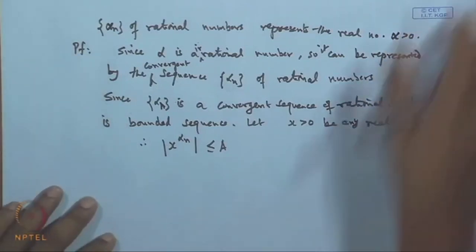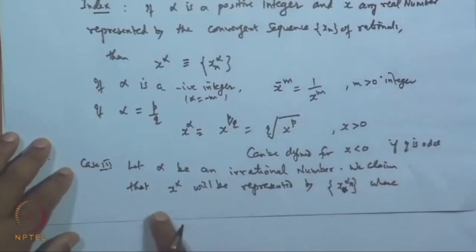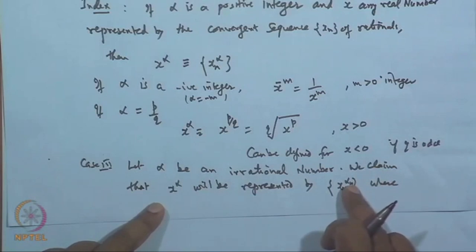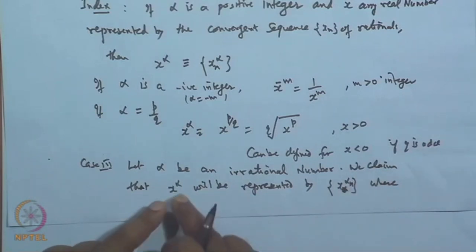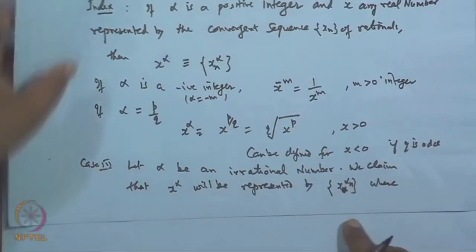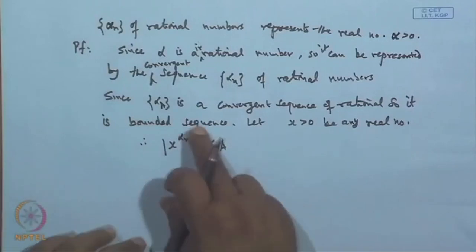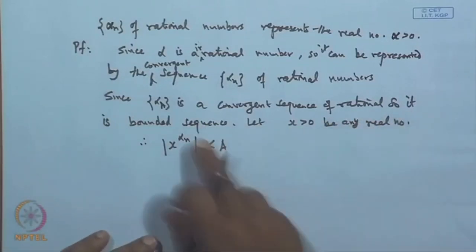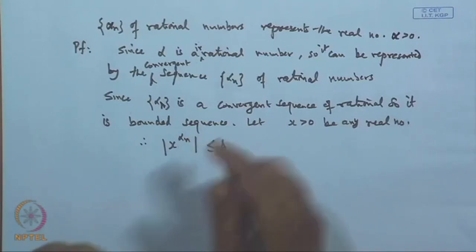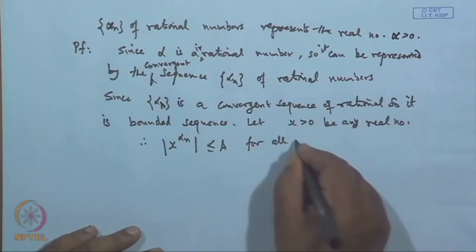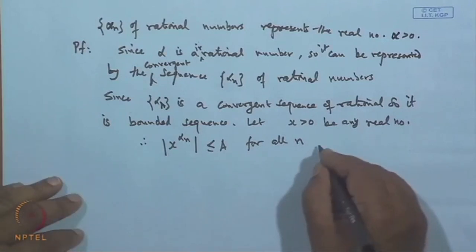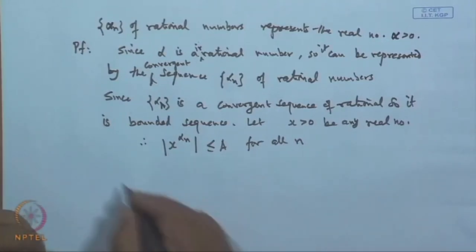What we are doing is, x is any positive number, alpha is irrational, so corresponding to alpha we are getting a sequence alpha_n. x is fixed, so x^alpha is represented by the sequence x^(alpha_n), because x is not going to change. Now alpha_n is a sequence of rational numbers, so it is bounded, therefore x^(alpha_n) will remain less than or equal to a for all n, and a is a fixed number.